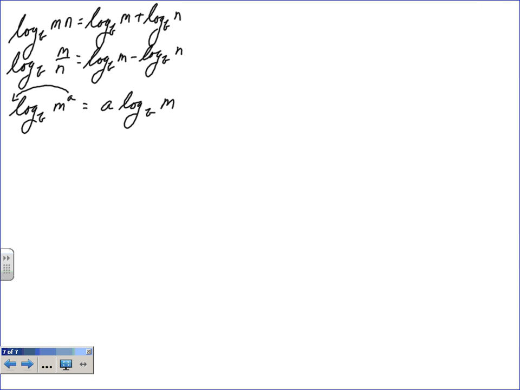Let me show you some of the problems you'll have. Write in expanded form log base 3, take any base, of x cubed y squared over z. And write that in expanded form. And we're going to use our three properties here. This involves all three properties.